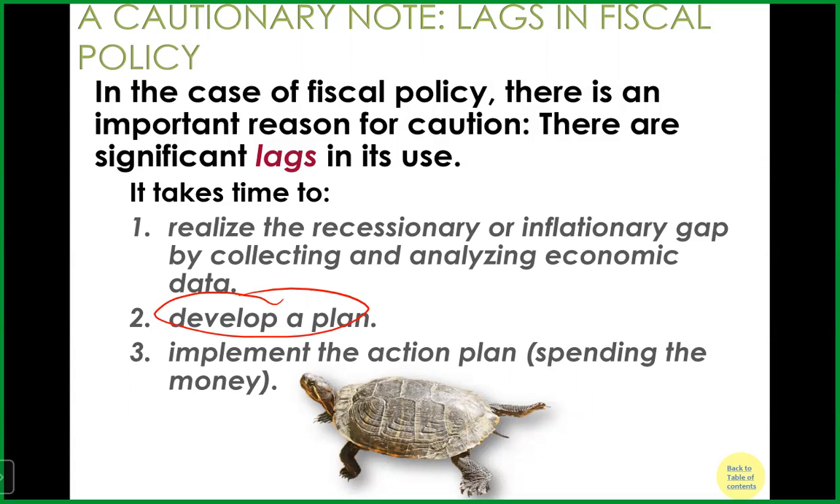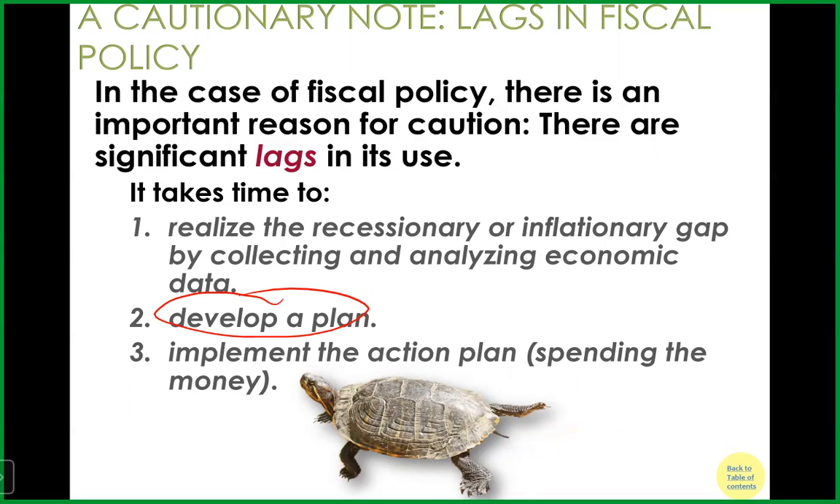Now, the third one: even though they have a plan, the plan was presented and discussed in Congress, and passed as a law, it still takes time to implement the actual plan. For example, the money needs to go to certain parts of the economy, and that's going to take time. So, taking all things together, fiscal policy usually takes a while to have an actual impact on the real economy.